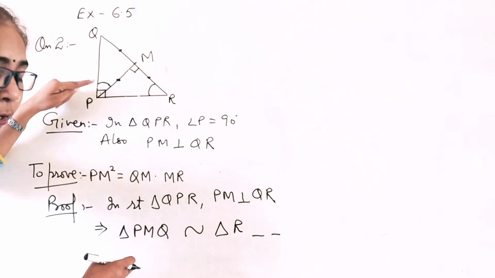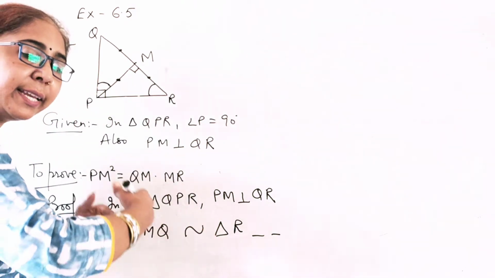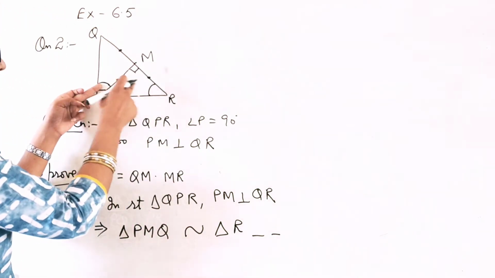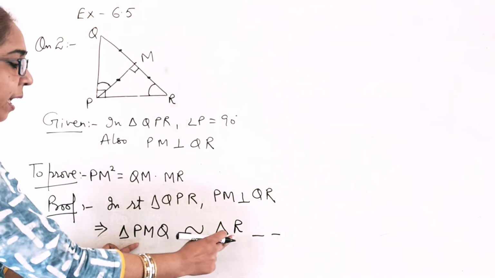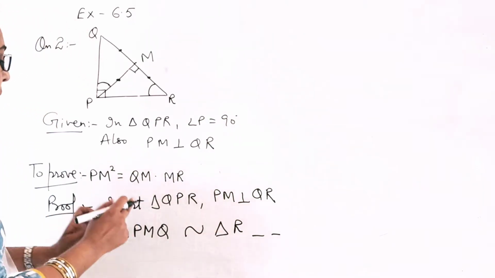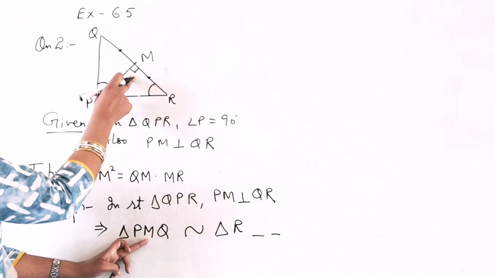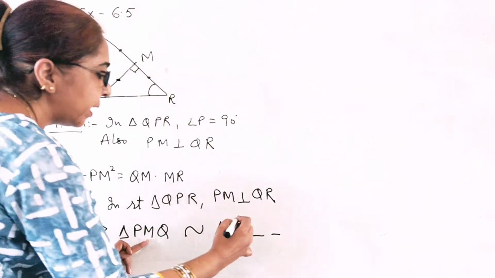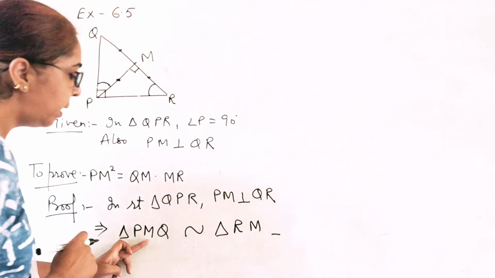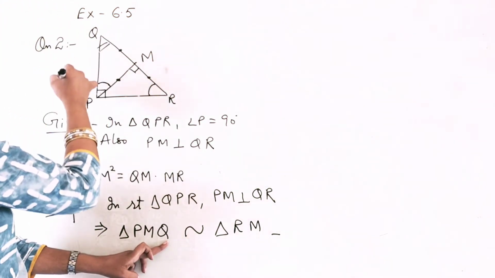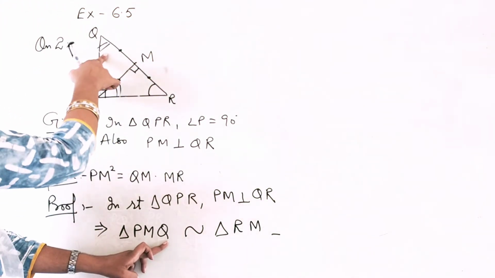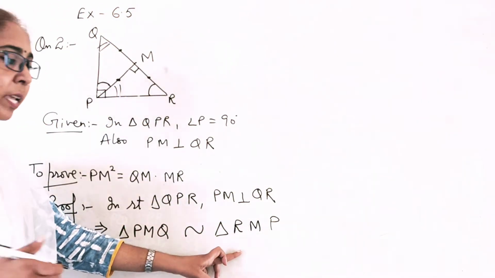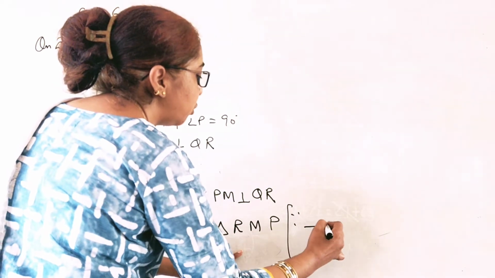I hope you get it. You have to write the names in a way that an equal angle comes with an equal angle, right? So, if angle P is equal to angle R, along with the P, I have to write R. Next one, M. Here it is 90 and in this triangle it is 90. So, with M, in the other triangle it will be M again. And with Q, this angle is equal, so with Q, I have to write P.